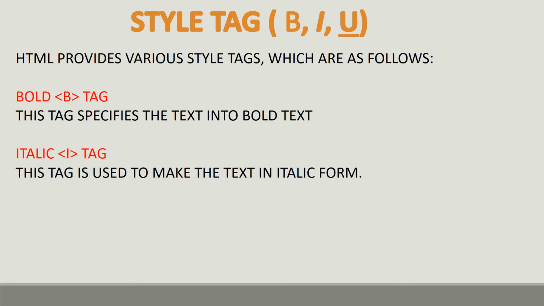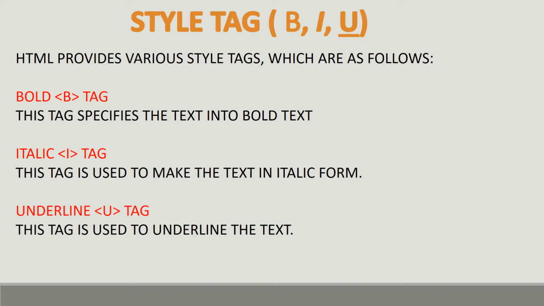Italic means we are using the I tag. This tag is used to make the text in italic form. And underline tag stands for the U tag. This tag is used to underline the text. So all these tags are container tags.